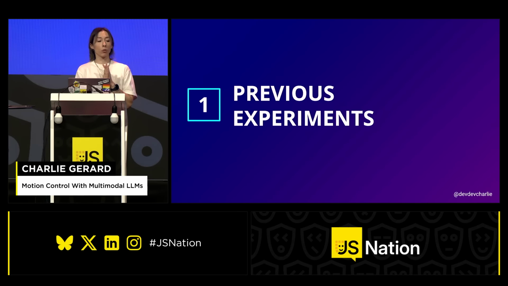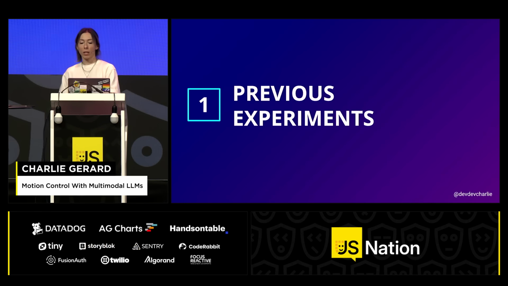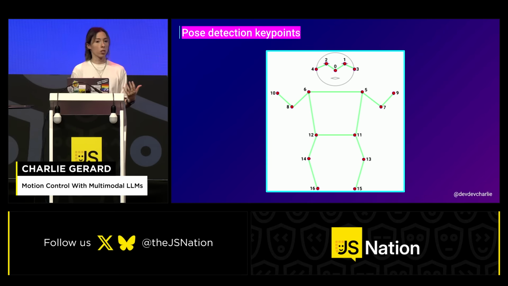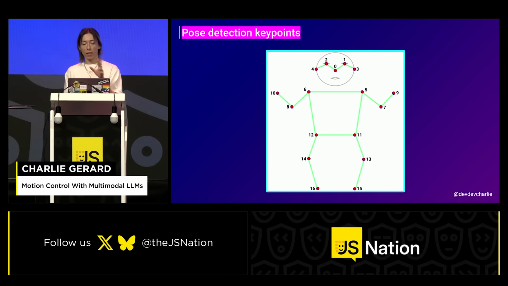But let's start by talking about previous experiments. When I introduced myself, I just talked about TensorFlow.js, and I want to cover a little bit the things that can be done with that tool, so then you'll understand why I'm also experimenting with multimodal AI. There are a few different models that you can use with TensorFlow.js, and one of them is about pose detection. It's called PoseNet or MoveNet. There's a second one as well.